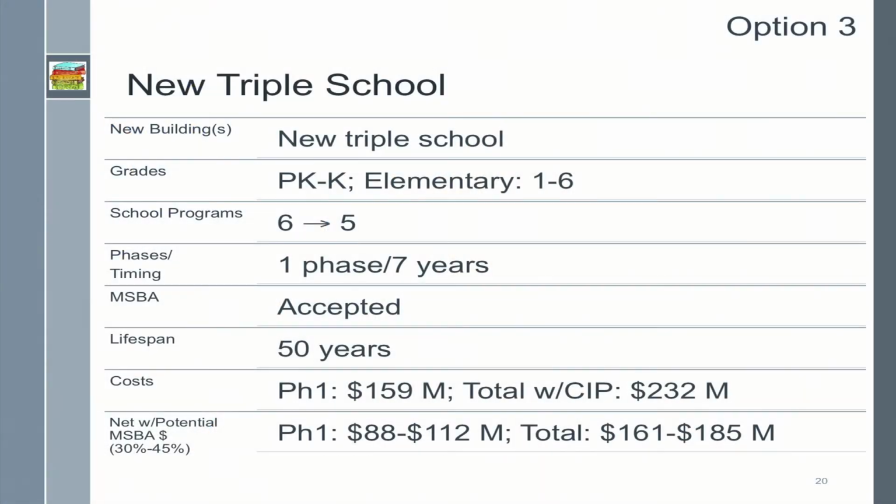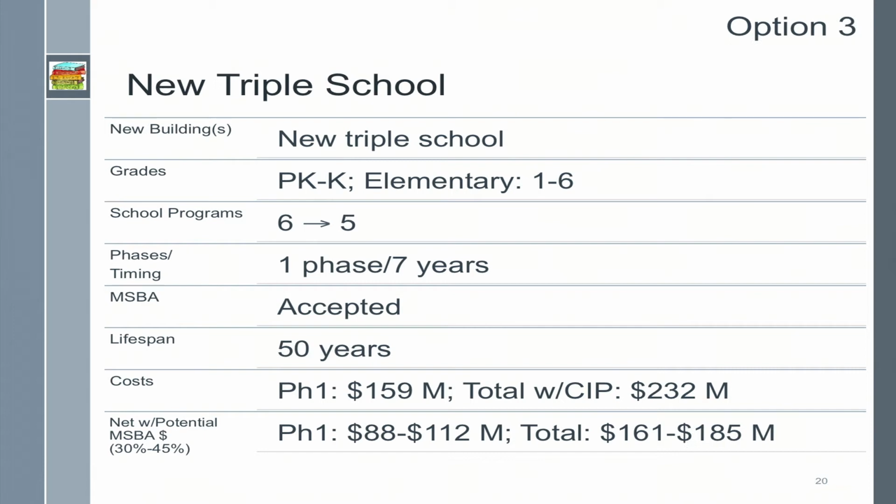Moving on to Option 3. Option 3 is a new triple school. The triple school would house 2 elementary programs and an early childhood center. The 6 current elementary school programs would be reduced to 5. The project would take place in 1 phase over 7 years. Our current MSBA approval would cover this project. The lifespan of the new building is 50 years.